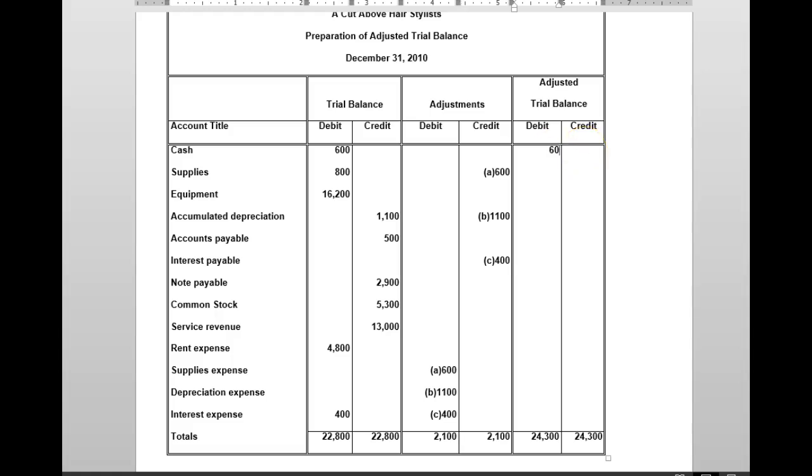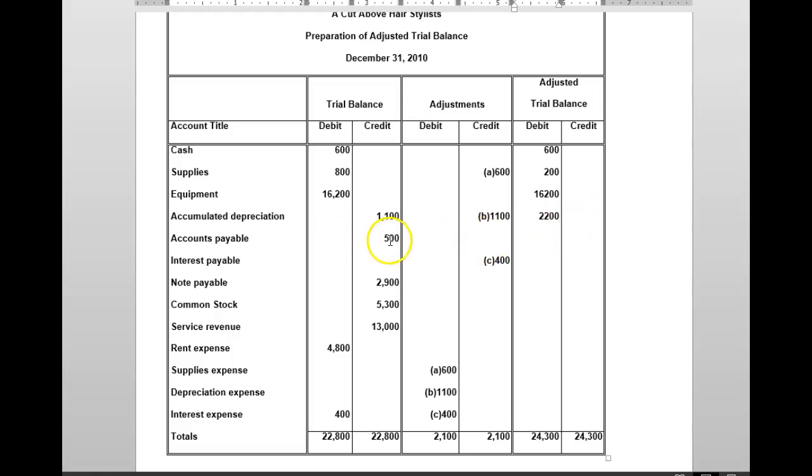There's no adjustment on the cash. There is an adjustment on the supplies to $200. There's no adjustment on the equipment because we never adjust equipment unless we have to take it off the books. However, our accumulated depreciation has increased. It has a credit balance here, I've got a credit here, so that needs to increase to $2,200.